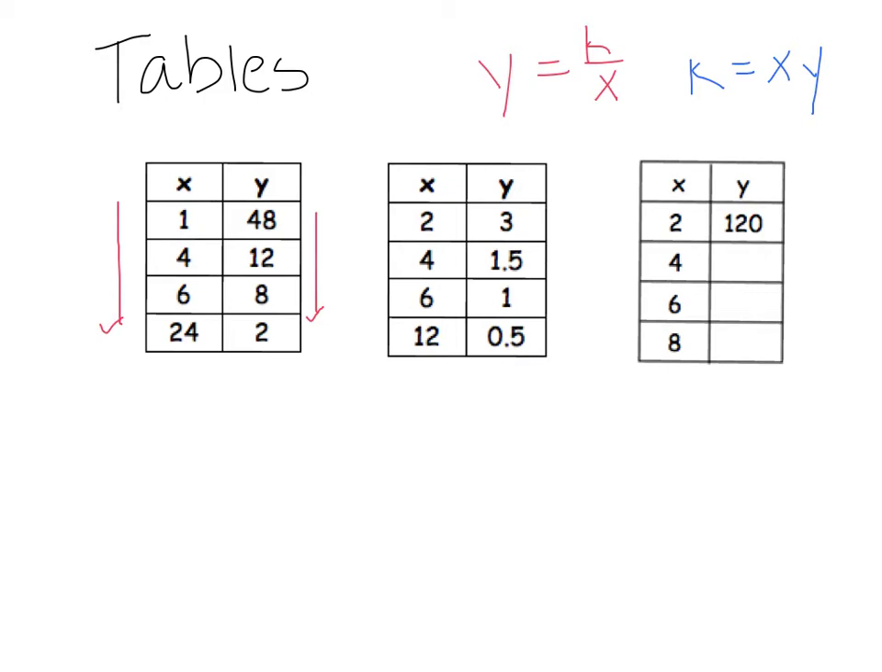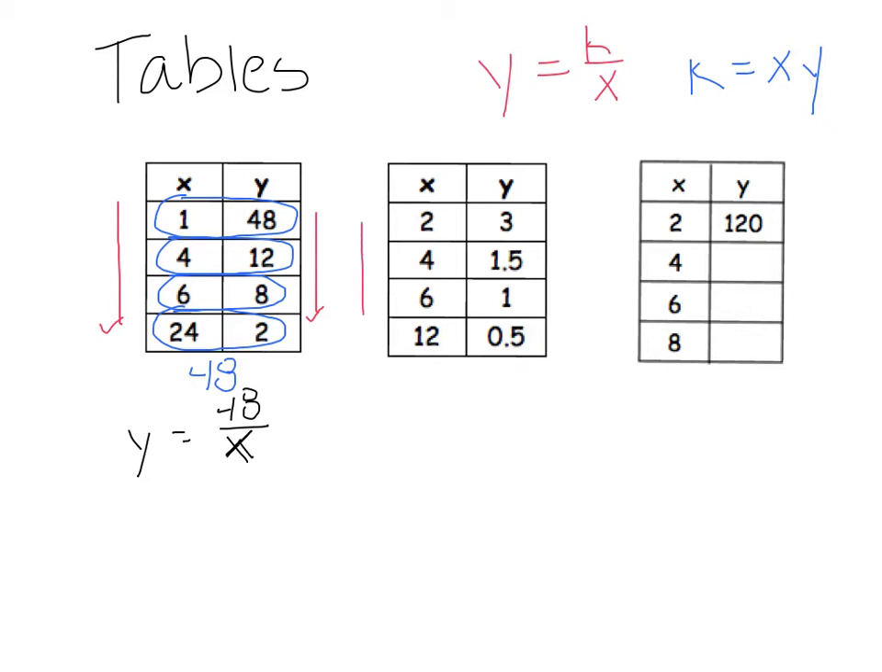We know our table represents inverse variation if it always multiplies to be the same thing. So looking at that first table again, we have 1 times 48, 4 times 12, 6 times 8, and 24 times 2. They always multiply to be 48. So this tells us our constant. And the equation for this table would be y equals 48 divided by x. So we could use it to make our table longer and find other points that we can't necessarily see on the table.